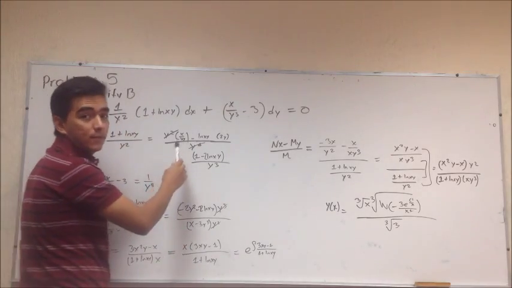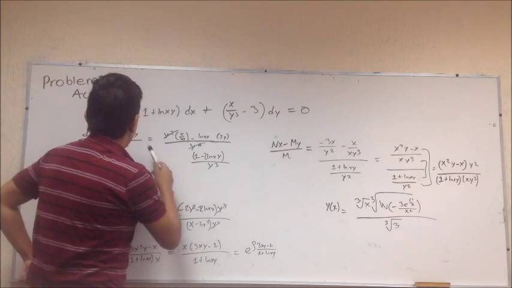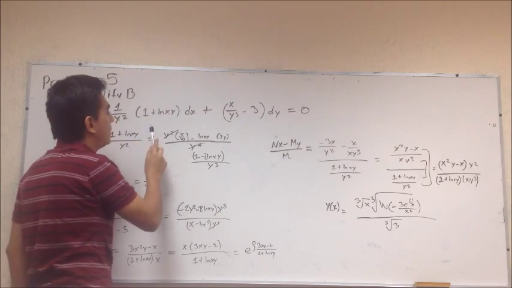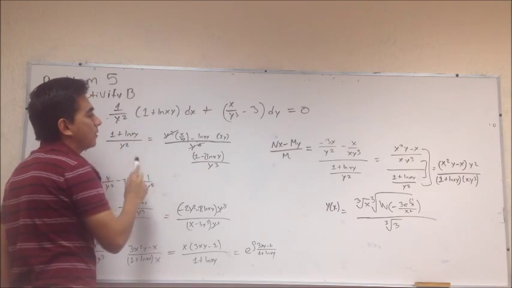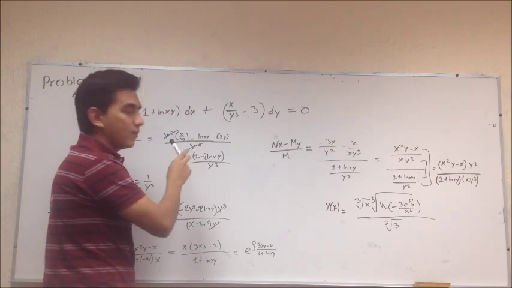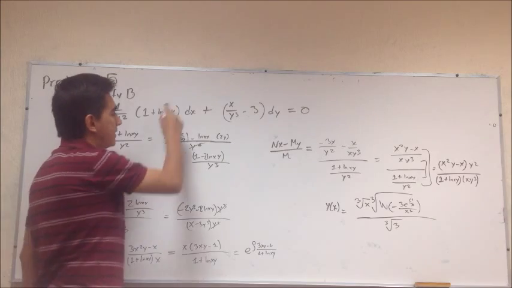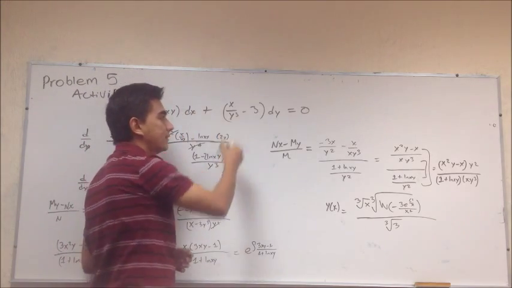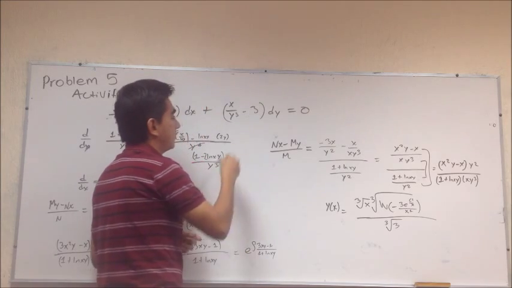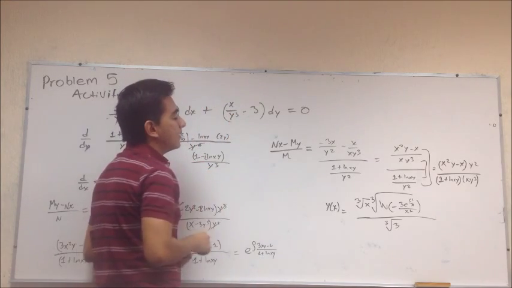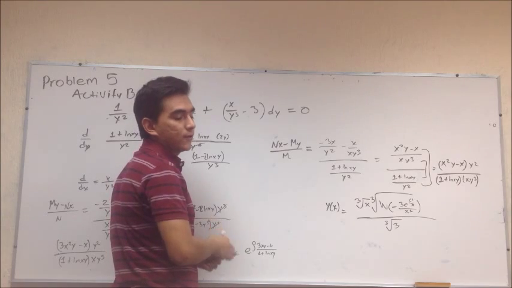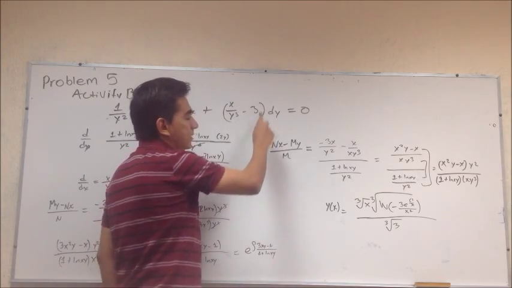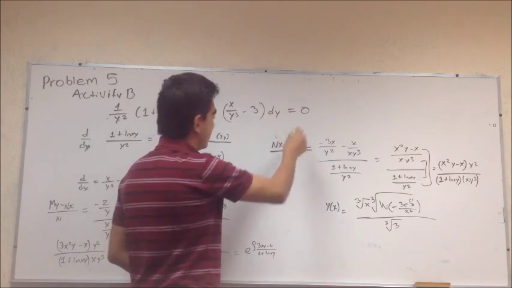Our second problem of the activity B, we have 1 divided by y elevated to the square multiplying 1 plus natural logarithm of x and y. All this is with the differential of x. Then the second term, we have x divided by y to the third exponential, minus 3. All this with the differential of y equals to 0.